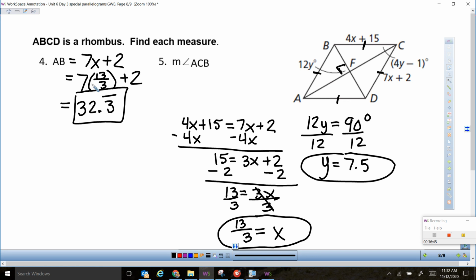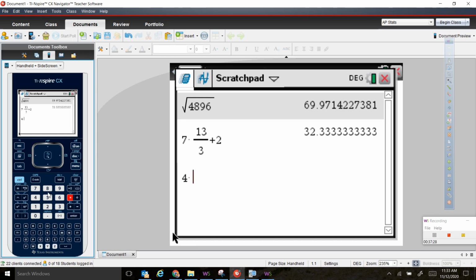Then number 5, we want the measure of angle ACB. ACB is this angle up here. Oh, it's already marked for me, which is 4y minus 1. And instead of y, what number do I put for y? 7.5. So we need to do 4 times 7.5 minus 1. So 4 times 7.5 minus 1. That answer is 29 degrees.